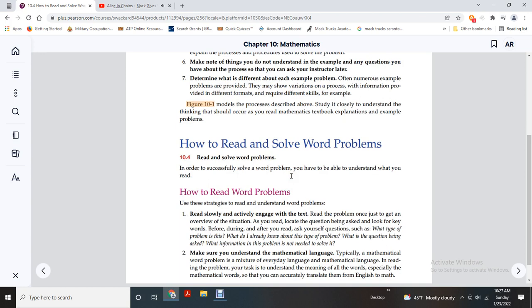How to read and solve word problems. Reading and solving word problems. In order to successfully solve a word problem, you have to be able to understand what you read. How to read word problems. Use this strategy to read and understand word problems.